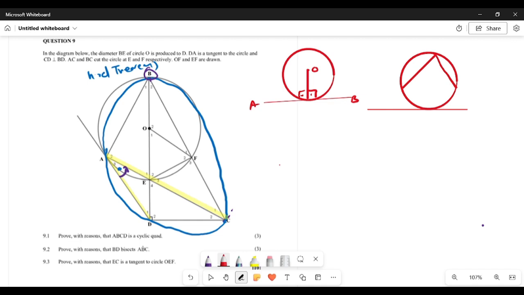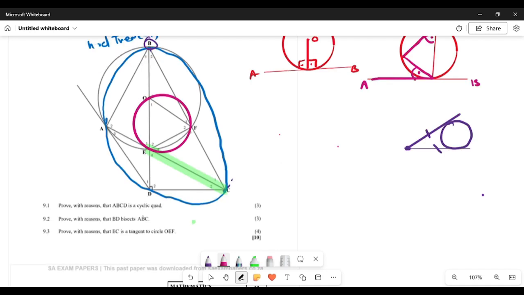Now, let's look at the information that we're given. We need to prove that EC is a tangent. So firstly, I'm going to start by highlighting my line from E to C. So let me just erase here. Here's EC. We need to prove that EC is a tangent to circle OEF.